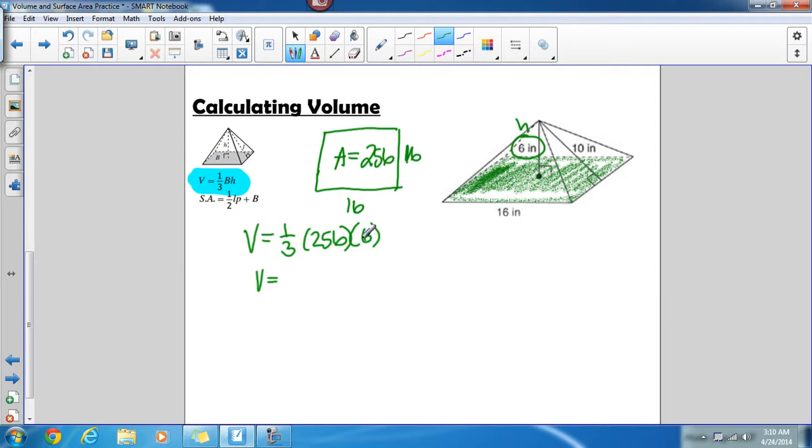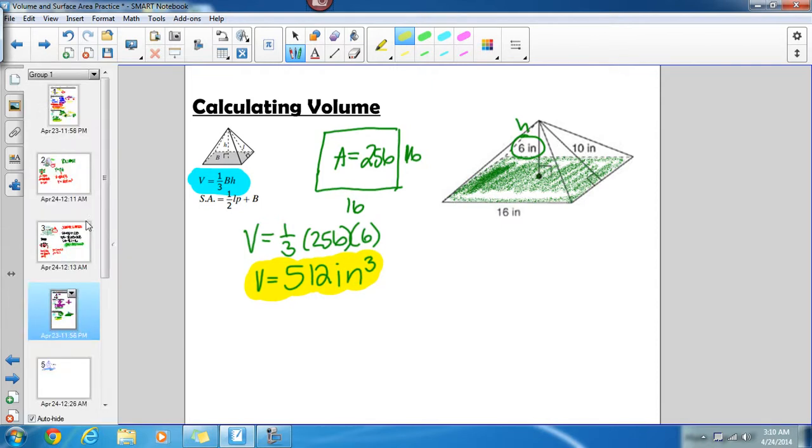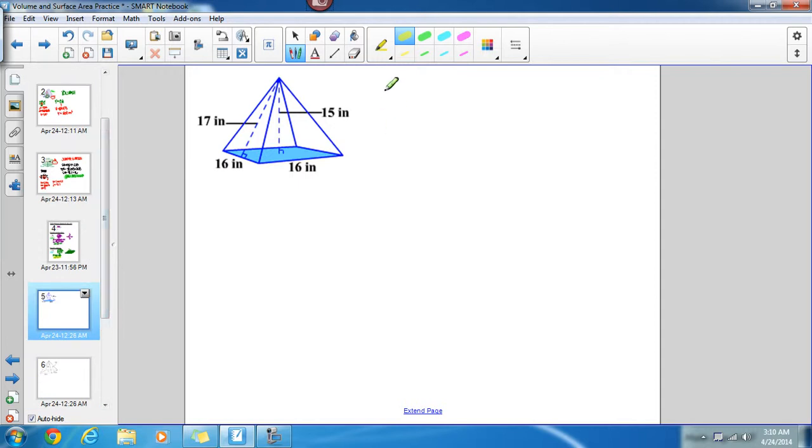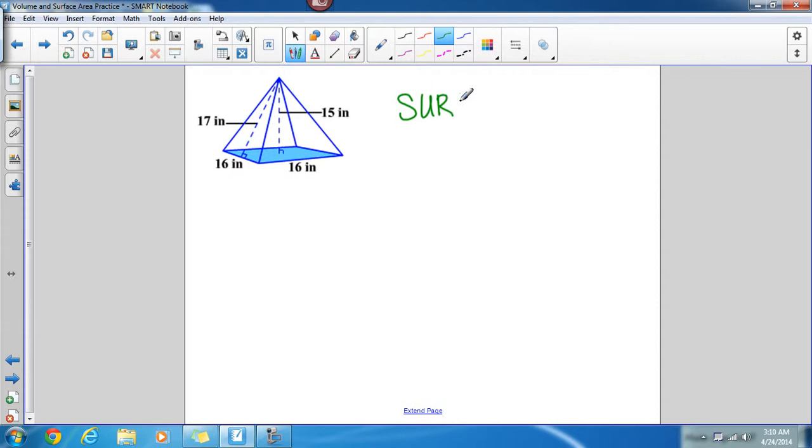And what do we get? That's right. 512 inches cubed. So if you could please write that down. Thank you. And there's our answer. So hopefully that helps. So 2 more on just this kind of thing. So for this one, why don't you go ahead and find for me the surface area.